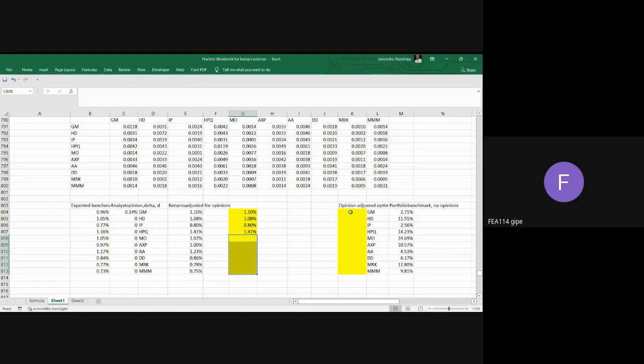But I want another thing. See, the benchmark portfolio return is given to you as 2.71 to 9.81. So these are all the benchmark portfolio. If you sum them up, they become 100%. So it means our benchmark originally was General Motors 2.71, Home Depot 11.91, International Paper 2.56, Hewlett Packard 14.23, to Triple M or 3M 9.84.